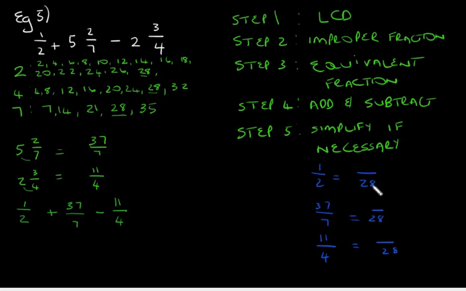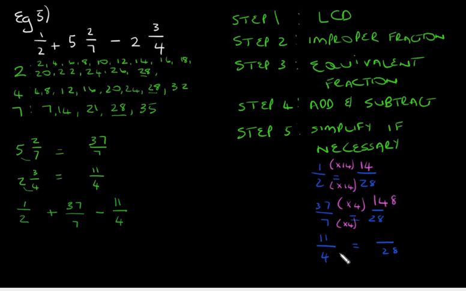A half into a number over 28. What did we multiply by to get 28? We multiplied by 14. And so you know what we do to the bottom, we must do to the top. And so that will give us 14 over 28. And then 37 over 7. What did we do to 7 to get 28? We multiplied by 4. And therefore, we must multiply 37 by 4 as well.